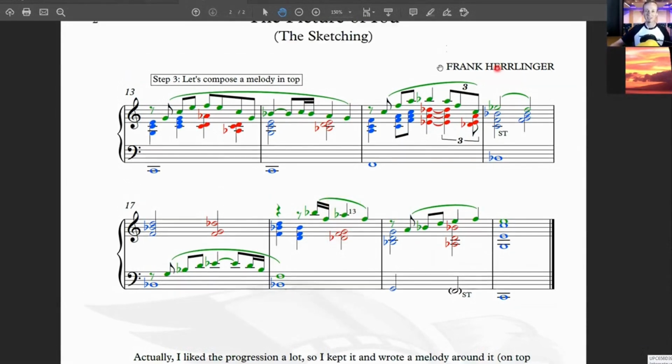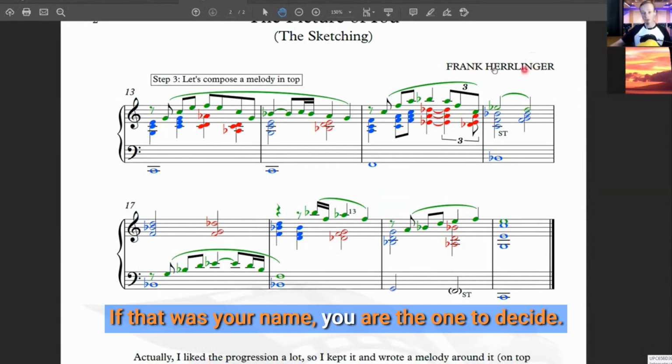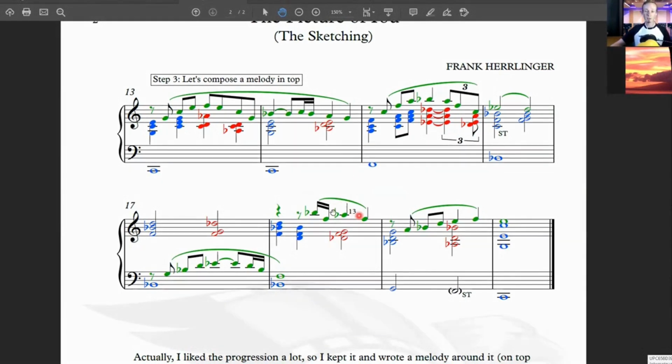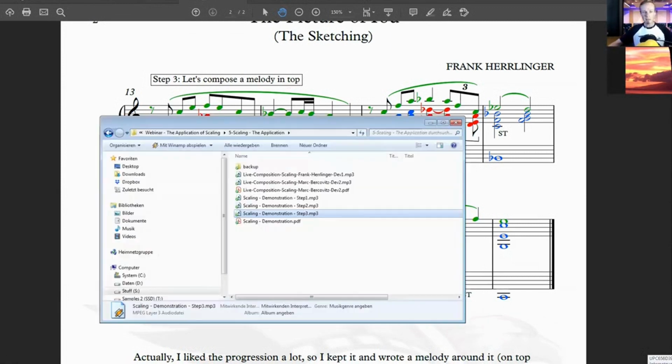Because guess what? This is my name on the page. I'm in charge. If I like it, then I keep it. And the same is true for you. If that was your name, you are the one to decide. You are the composer. You are in total control. I just want you to be aware of these things because they add dissonance. And you should make a conscious decision on whether or not you want to have this dissonance in your piece of music. Let me play you the orchestrated version.